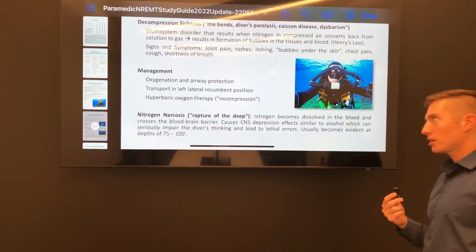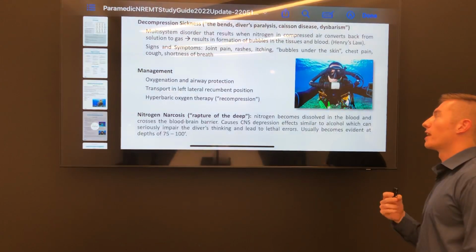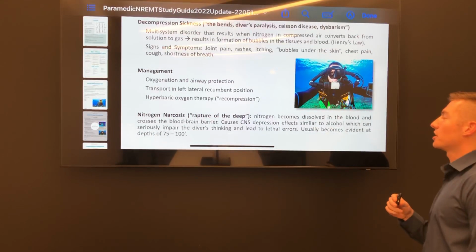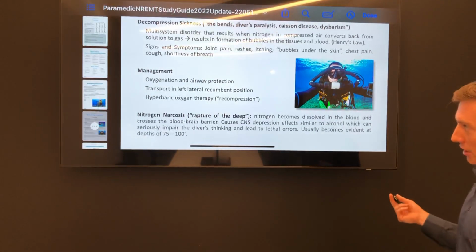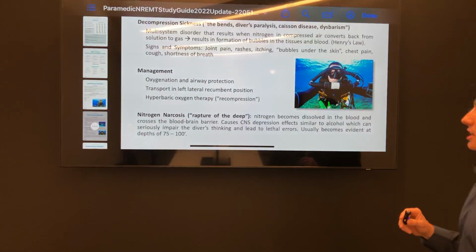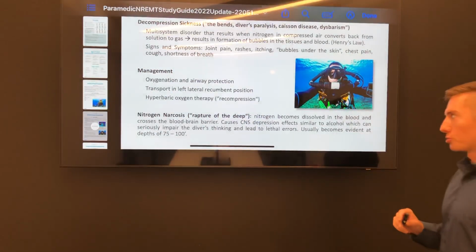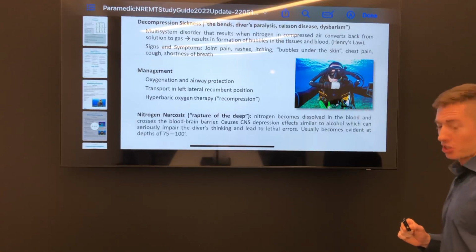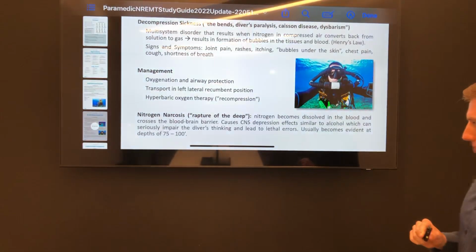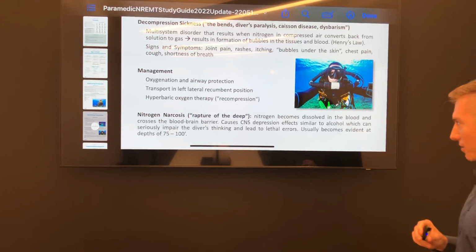Henry's Law. Signs and symptoms, you're going to have joint pain, rashes, itching, bubbles under the skin, chest pain, cough, shortness of breath. Management of this, we're going to give oxygenation and airway protection. Transport, again, in the left lateral recumbent position, hyperbaric oxygen therapy. Recompression.